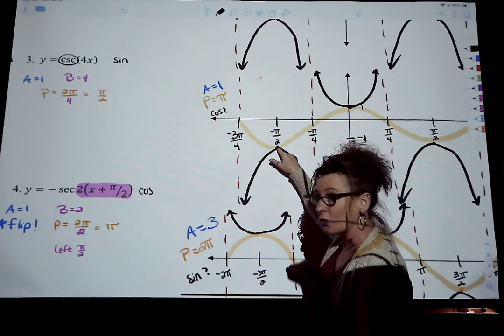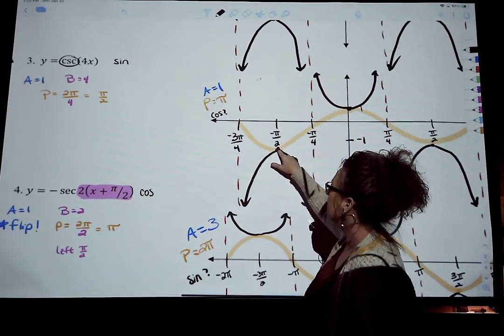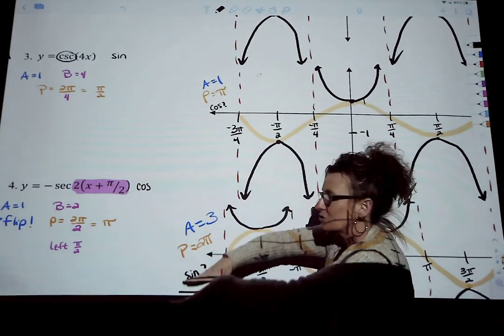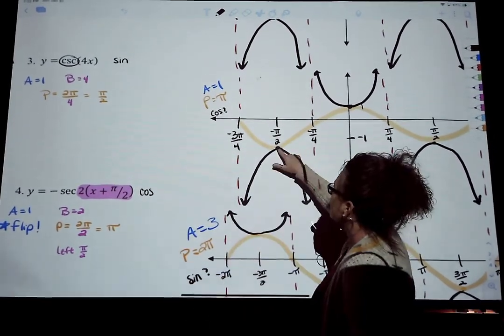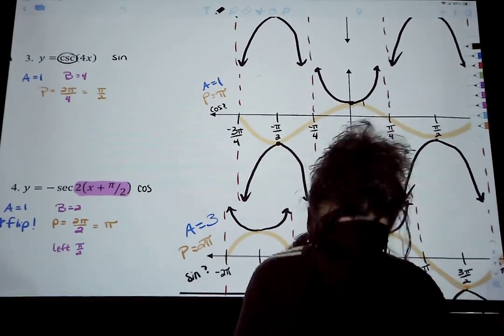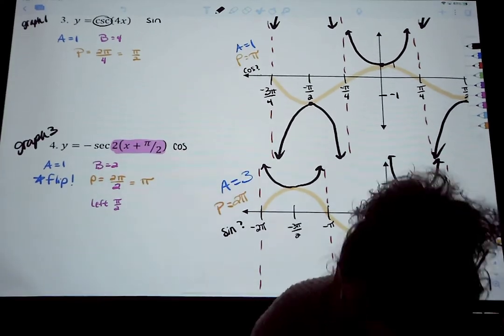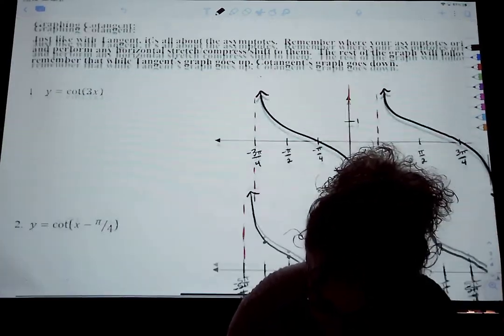Again, I'm looking at the orange graph, not the black parabolas. So the flip means it starts at a valley. The left pi over 2, it's been scooted over. So this graph matches. So this is graph number 3. Okay, let's look at cotangents and tangents real quick.